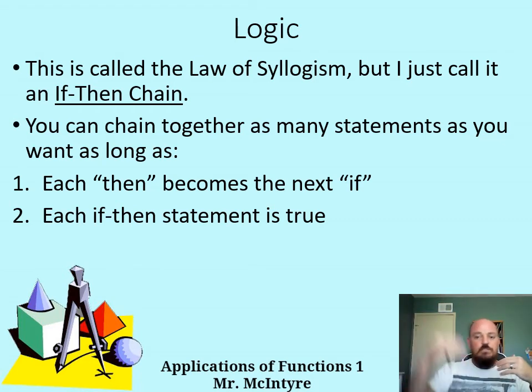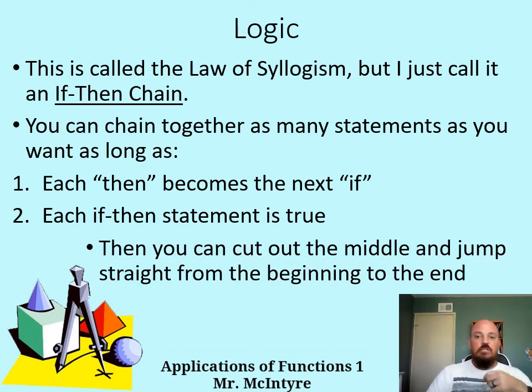So if you take a whole bunch of true statements and each then becomes the if of the next one, you get this really long chain, and what you can do is cut out all the middle stuff. That's what the law of syllogism says. If you make this if-then chain, it doesn't matter how long, whether it's two statements like the one we did, or a list 100 statements long, if each then matches the next if, and all the statements are true, you can cut out all the middle stuff and jump straight from the very beginning of the first one to the conclusion, or the then part, of the last one.